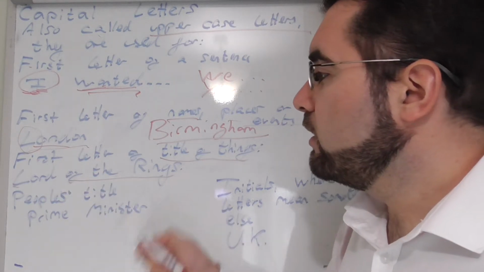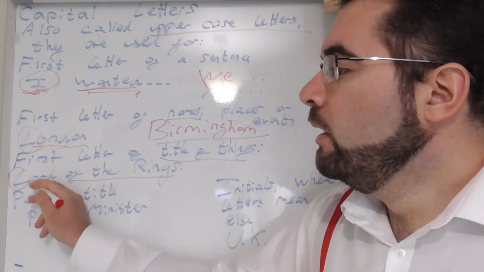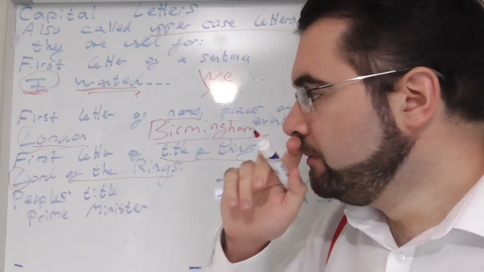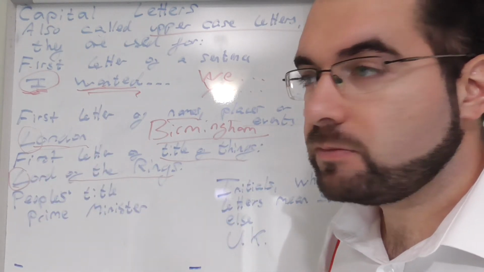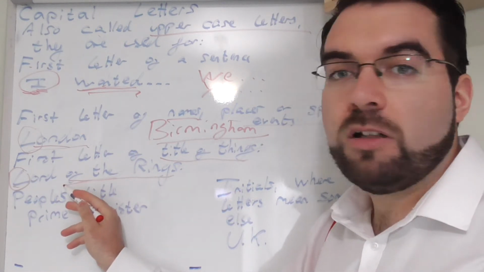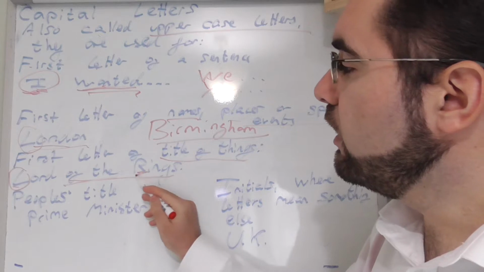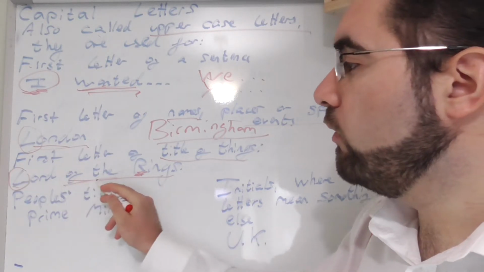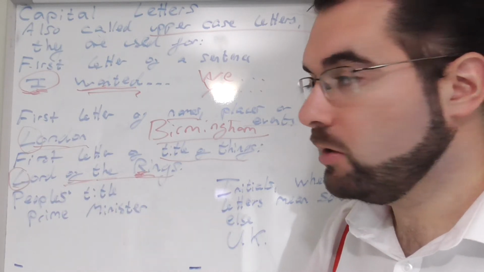First letter of titles of things like books, films, movies, songs. Lord of the Rings. Capital L. Lord of the Rings. But also it's a title, so the prepositional words are lowercase, but Rings here is uppercase. Lord of the Rings. Very good.